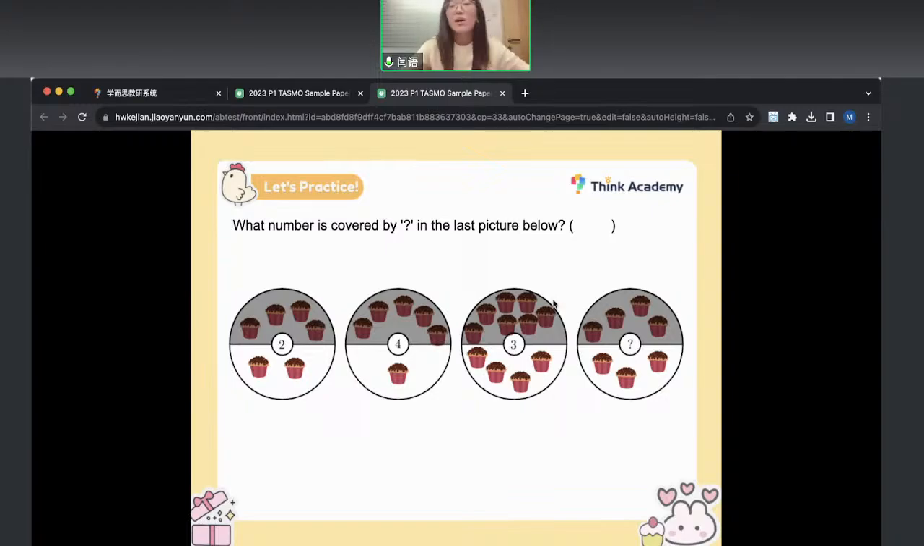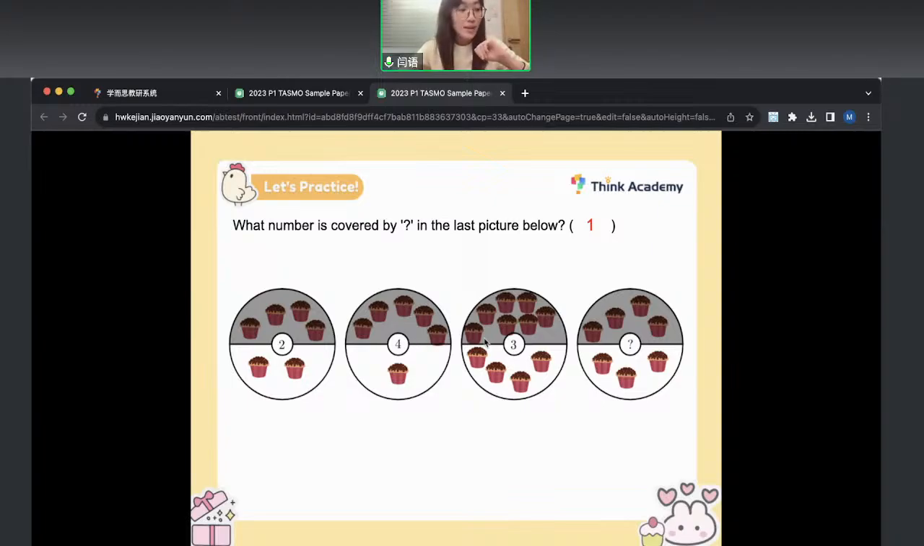So here, everyone, let's have a look. What is the pattern here? For the first picture, you can see above the number, how many cupcakes are there? There are 4, right? And what about the below? There are 2. So how can we get to 2 in the middle? That is 4 minus 2 equals to 2. And then what about the second one? On the top, how many cupcakes are there? We have 5. And what about the bottom? We have 1. How can we get 4? 5 minus 1 equals to 4.